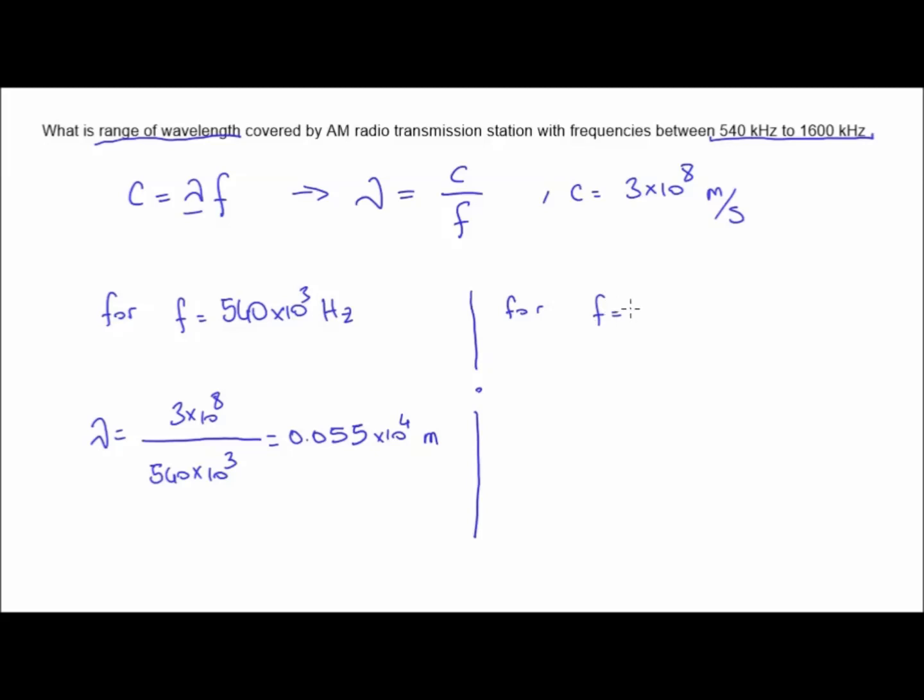For F equal 1600, it says kilo again, 10 to 3 hertz. So lambda going to be, we are going to follow same way, 3 times 10 to power of 8 over 1600 times 10 to power of 3. So result going to be 187 meter.